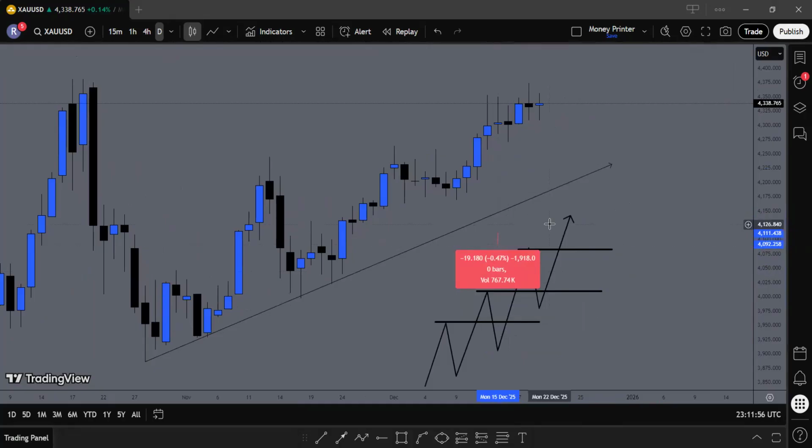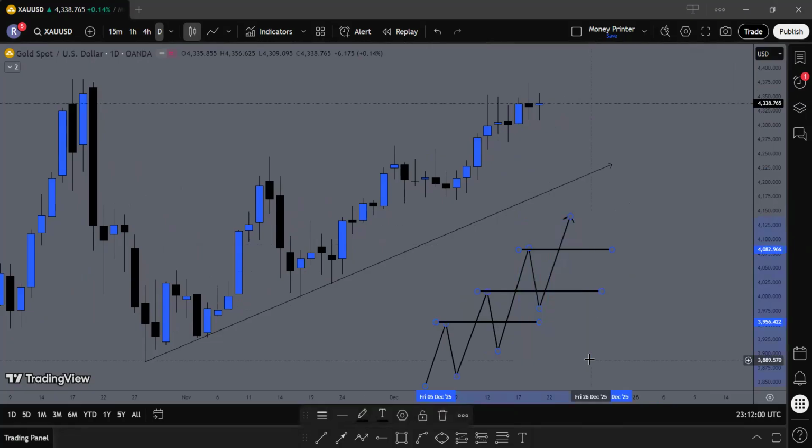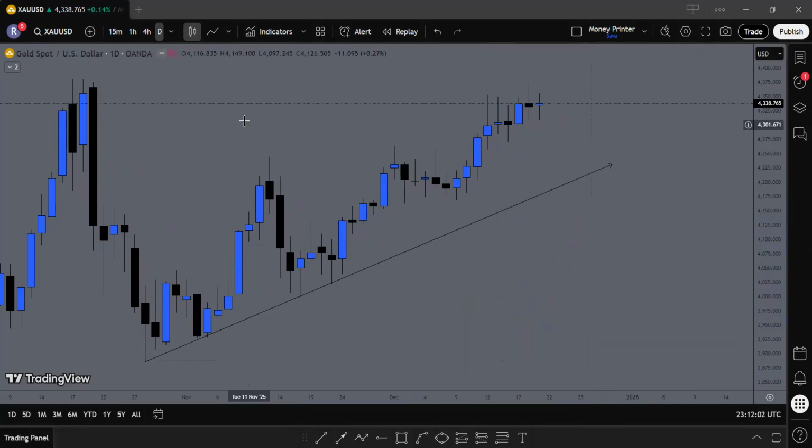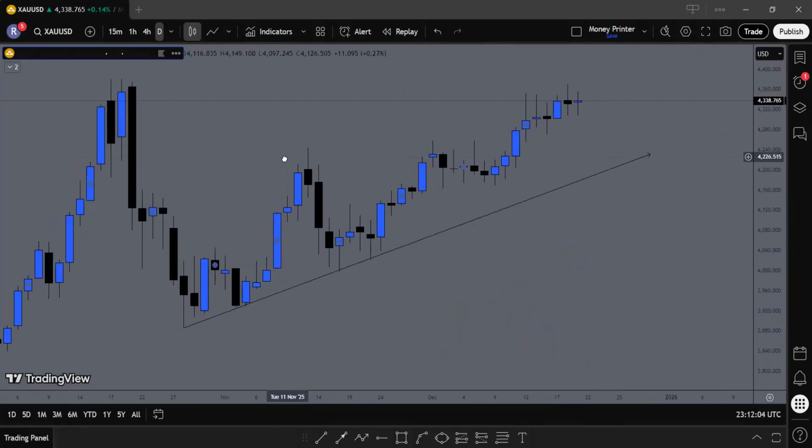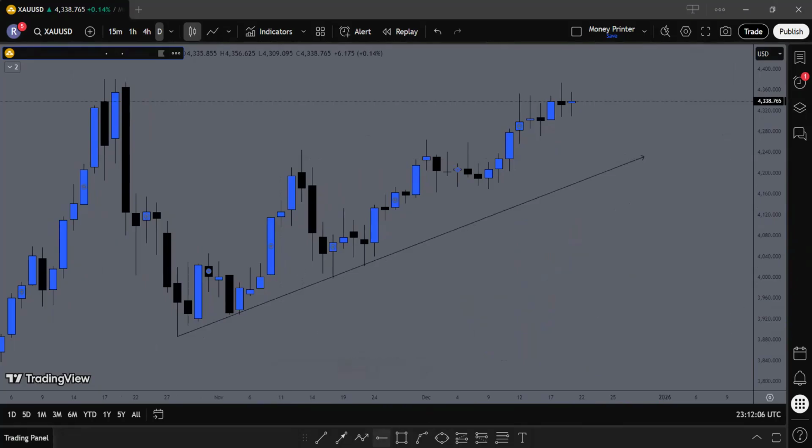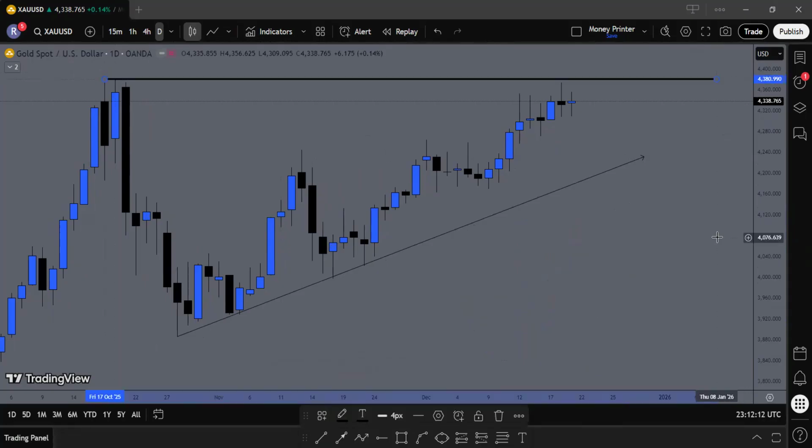All right. So this is it. Just get rid of this, delete. On the daily time frame, we can use our tools to mark out the high points. This is gold's all-time high. Gold created an all-time high there, and that was back on the 17th of October.